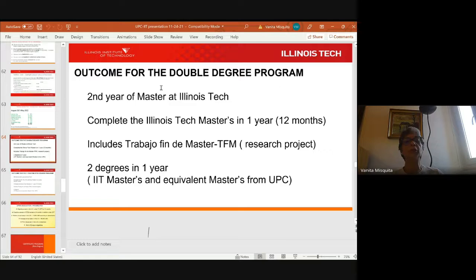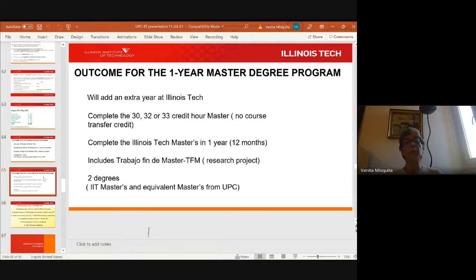For the double degree program, you complete your second year of your master's at Illinois Tech. The master's you can complete in 12 months, which will include your trabajo fin de master's. So at the end of 1 year, you would get 2 degrees. For the 1+1 master programs, you will add an extra year. You will not be eligible for transfer credit. You'll have to complete the entire 30, 32, or 33 credit hour masters. It would include your trabajo fin de masters, and you would be able to receive 2 degrees, not at the same time, but at a different time.